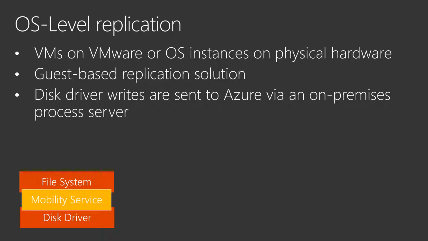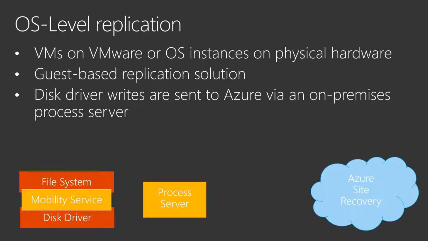By implementing this solution, you are implementing the mobility service. This is the agent that stays between the file system and the disk driver. What you need to do on-prem, this is everything on-prem, is set up a process server. So how does that work? You have the Azure Site Recovery. The file system writes on disk, the mobility server captures that and sends it to the process server. As soon as possible, the process server sends it to Azure Site Recovery to a VHD.